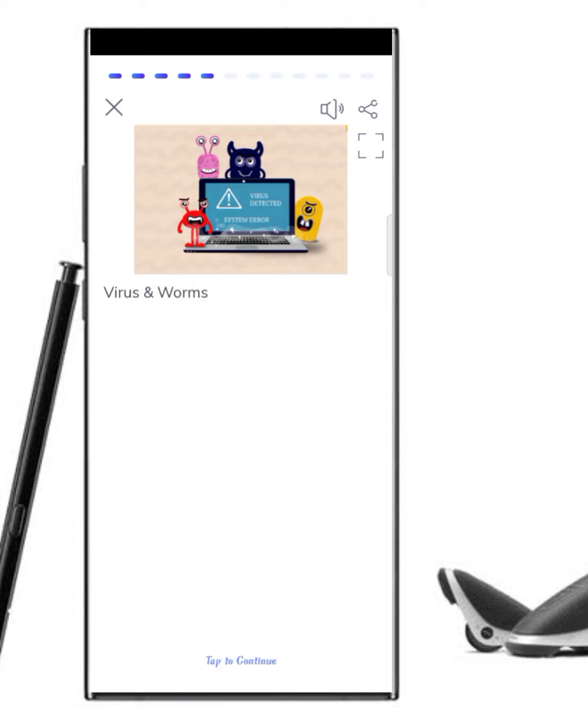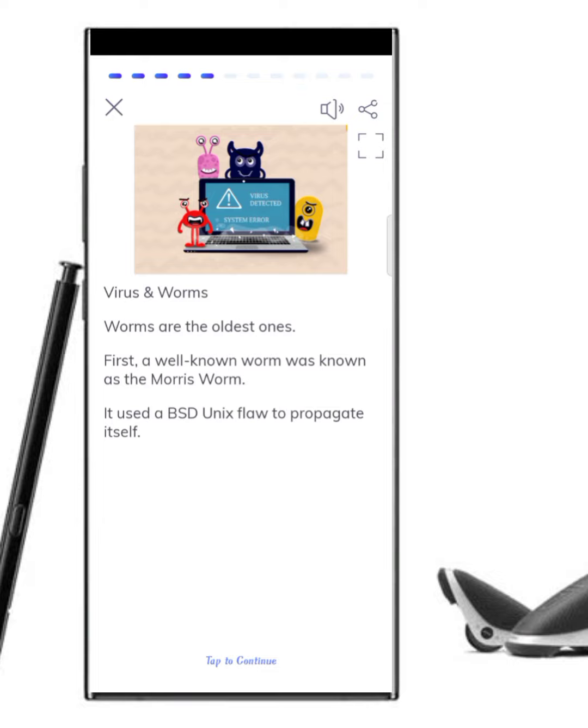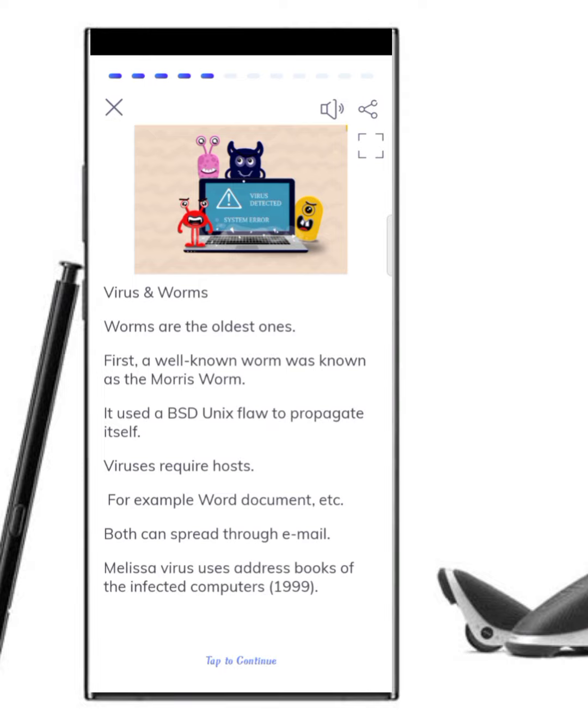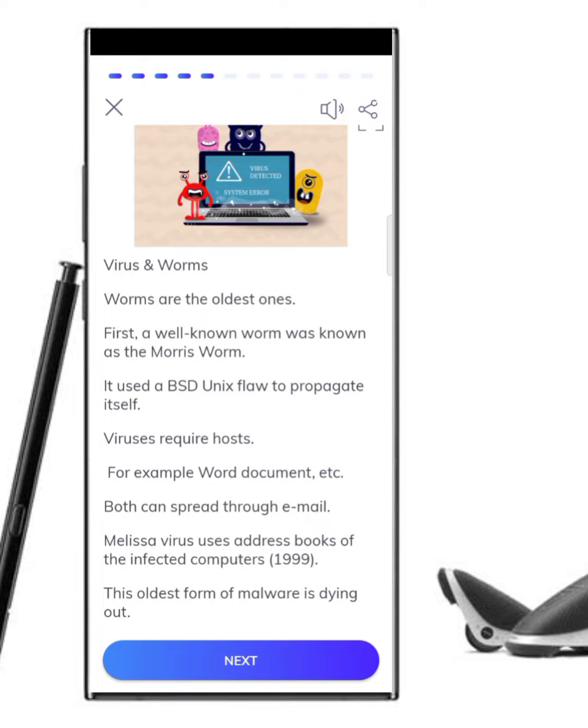Viruses and worms. Worms are the oldest ones. A well-known worm was the Morris worm. It used a BSD Unix flaw to propagate itself. Viruses require hosts, for example a Word document. Both can spread through email. The Melissa virus used the address books of infected computers in 1999. This oldest form of malware is dying out.